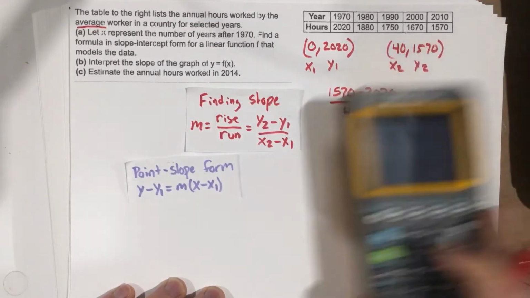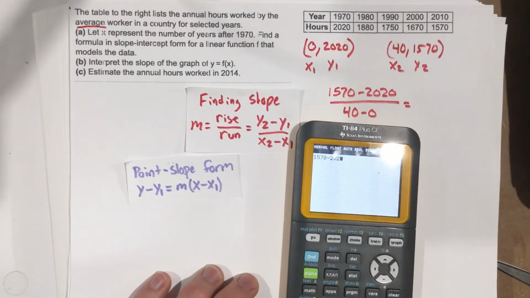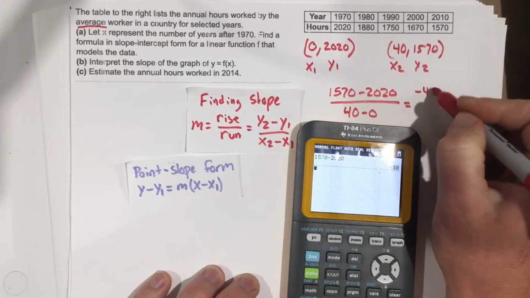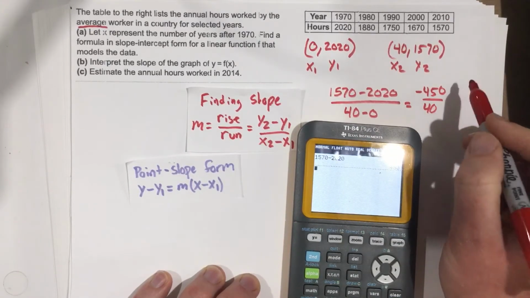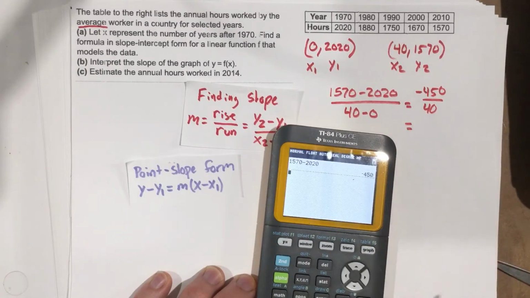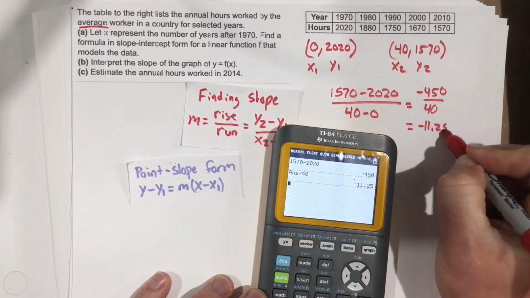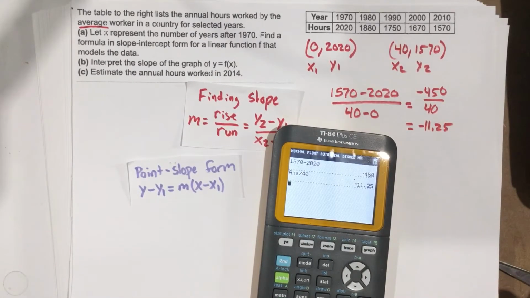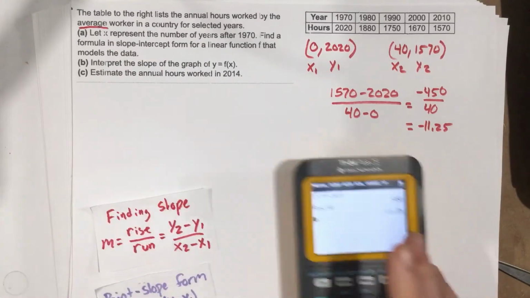Now if I do 1570 minus 2020 in the calculator, it gives me negative 450 over 40. So then when I go ahead and divide those, I get negative 11.25. So my slope here is negative 11.25, meaning every year the average worker basically works 11.25 hours less. So I can go ahead and start writing this equation for part A.